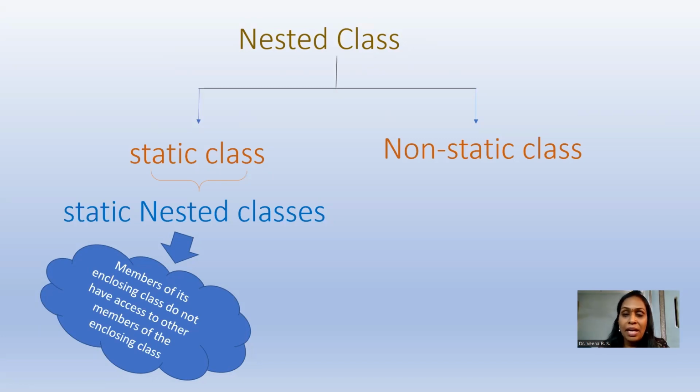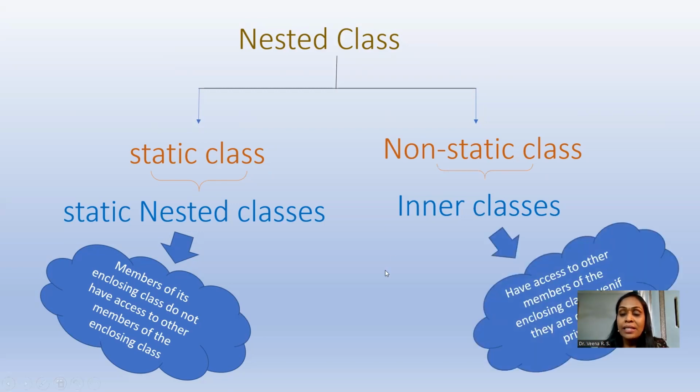The other type of nested class is the non-static class, where the class is not defined with the keyword static as a prefix, and these non-static classes come under the category of inner classes. Suppose I define one class within another class without the static keyword, that class will be called an inner class. An inner class has access to other members of the enclosing class, even if they are private in nature. So even the private members of the outer class are accessible in the inner class. These are the two different types of nested classes, with the keyword static and non-static. If you define a class using the static keyword, it becomes a static nested class. If you define a class without the static keyword, you simply call it an inner class.